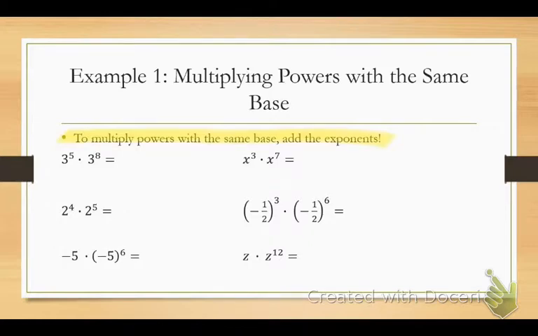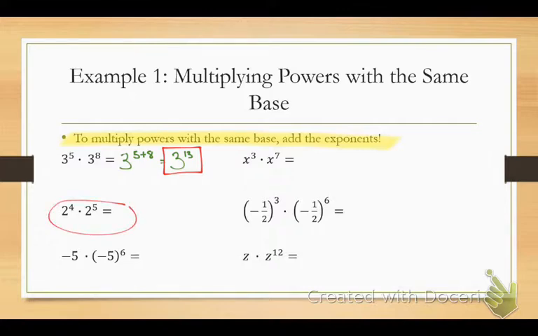Same base on the first one, 3 to the 5th power times 3 to the 8th power. Because they both have a base of 3, we can add our exponents. I am asking you to show that step where you write the common base, and then you just put 5 plus 8, which equals 3 to the 13th power. And that would be your answer. You are not evaluating these. That is your answer.